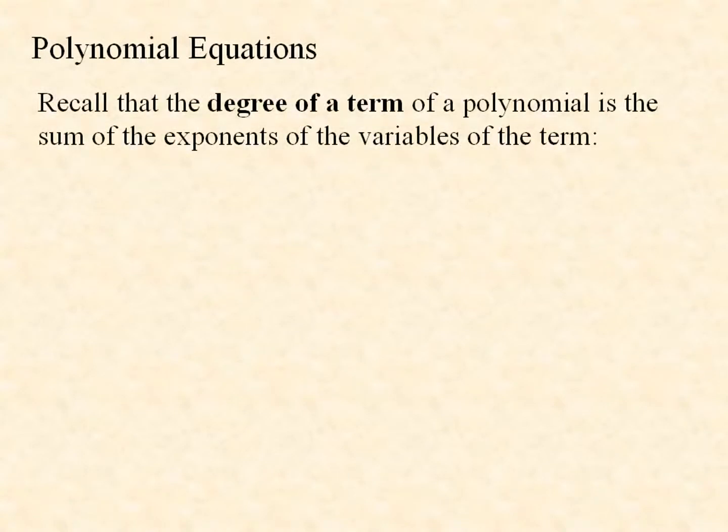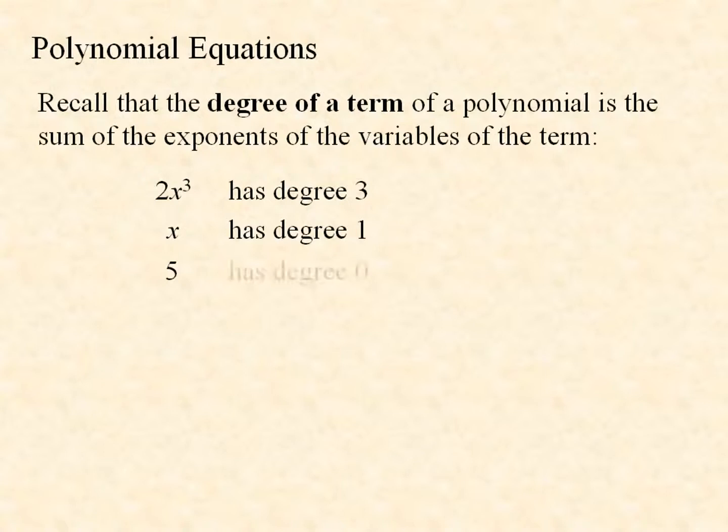Recall that the degree of a term of a polynomial is the sum of the exponents of the variables of the term. 2x^3 has degree 3, the exponent of x. x has degree 1. It's the same as x to the 1 power. 5, a single number, has degree 0. You can think of it as 5x to the 0 power. The exponent is 0.